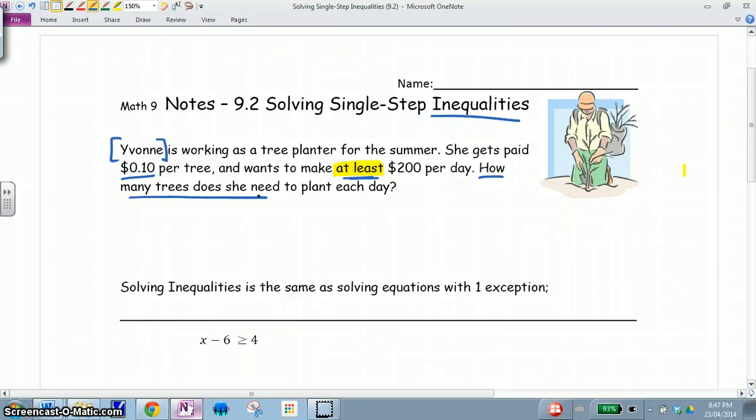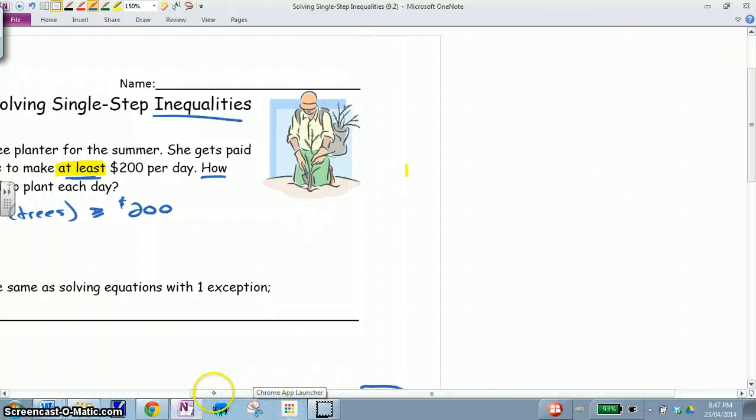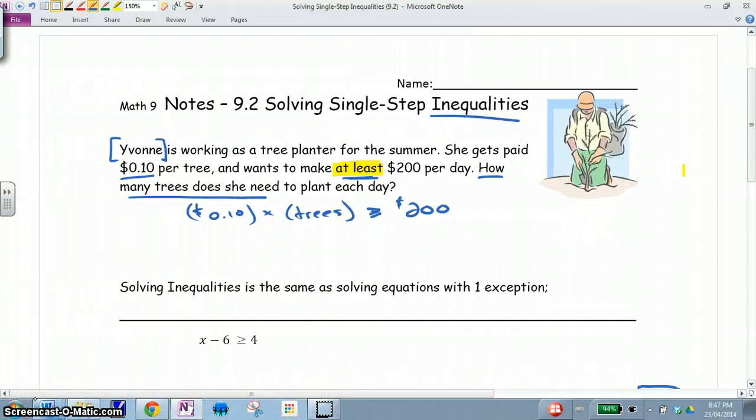If we look at this and try to start doing some translation, we can reason that at 10 cents per tree, we're going to multiply that by her number of trees, and that's going to equal her, we could say, pay per day, right? Why don't we just say right away that we want that to be greater than or equal to $200 per day. So the 10 cents per tree times her number of trees needs to be greater than or equal to $200 a day. We'll make this into an algebraic statement here: 0.10 t is greater than or equal to 200.